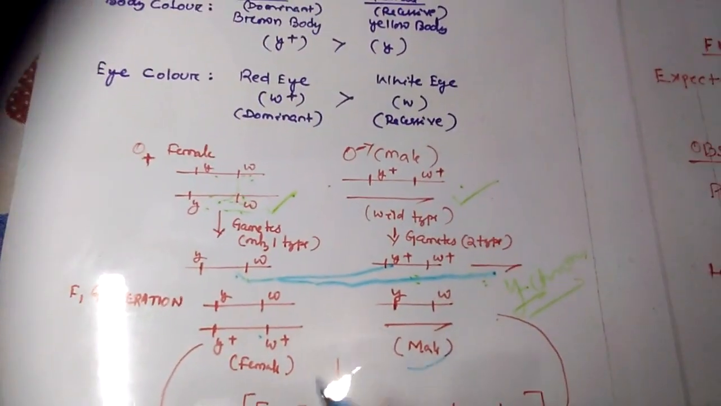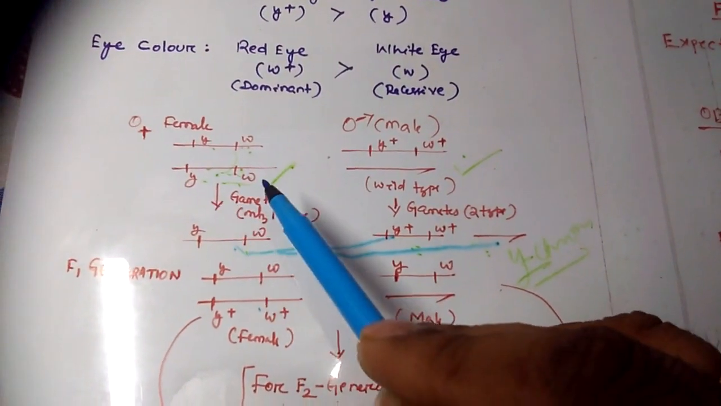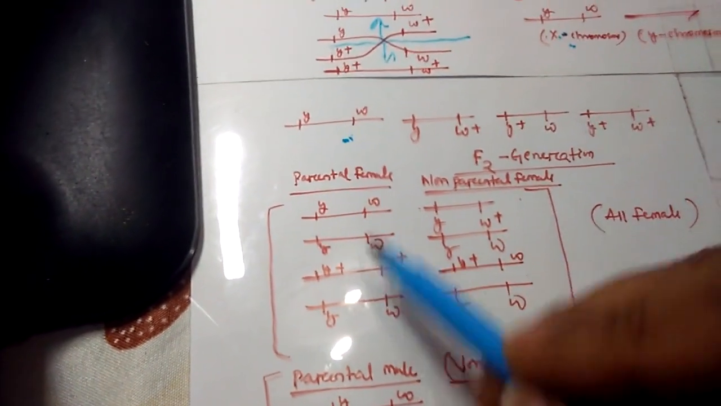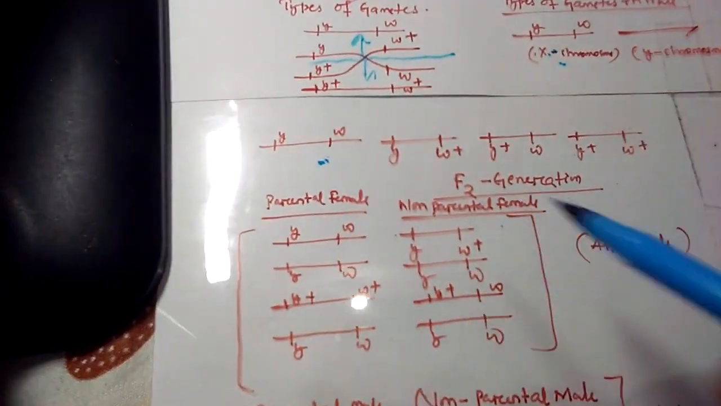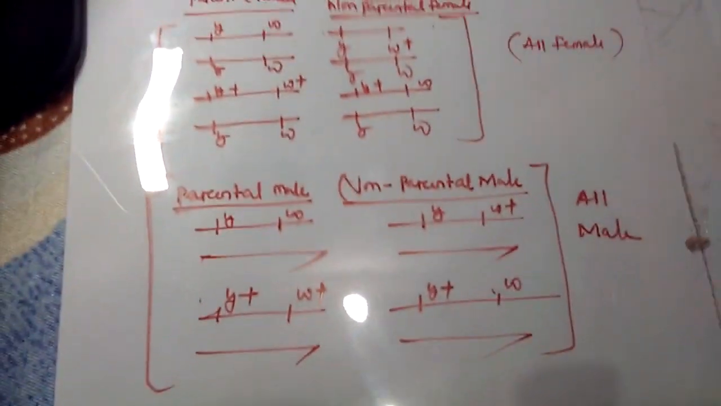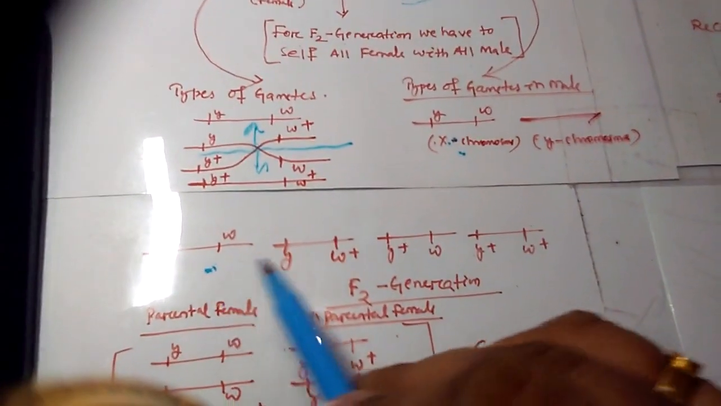If you see here, you can see YW and Y plus W plus. These two varieties are there initially in the parental type. That is why it is called parental type. And these two are non-parental type, or recombinant type. Similarly, for males also you can do. So these are the 4 types.